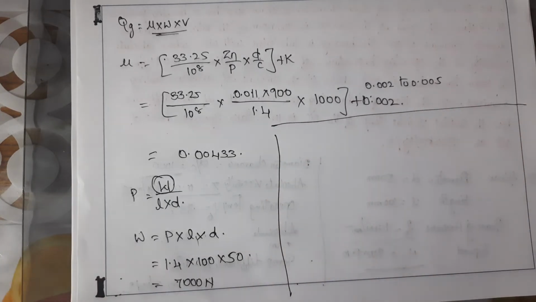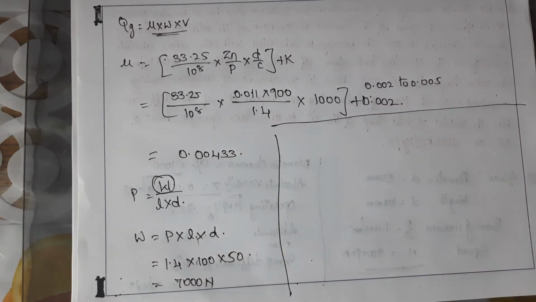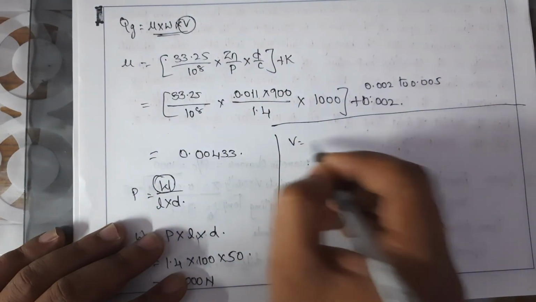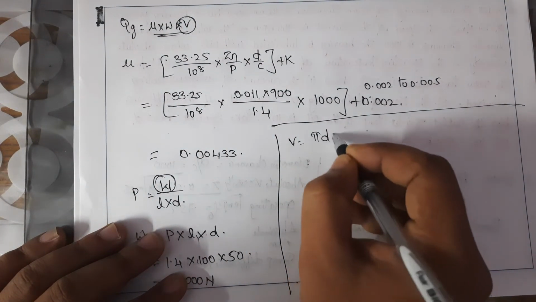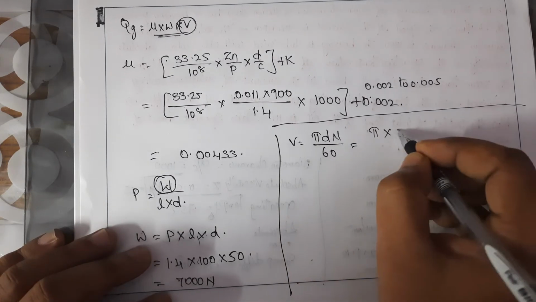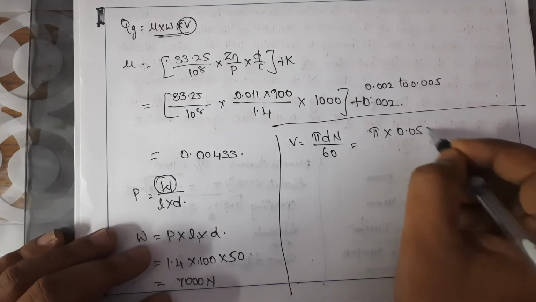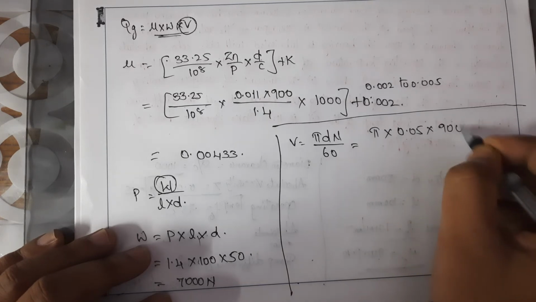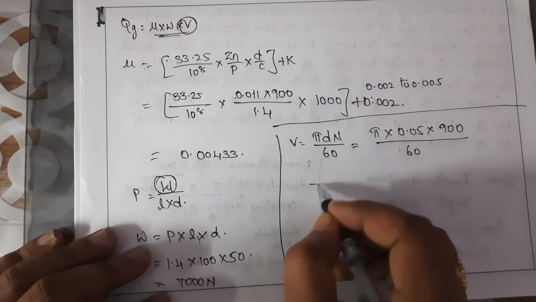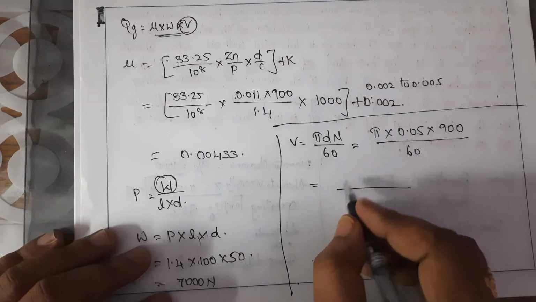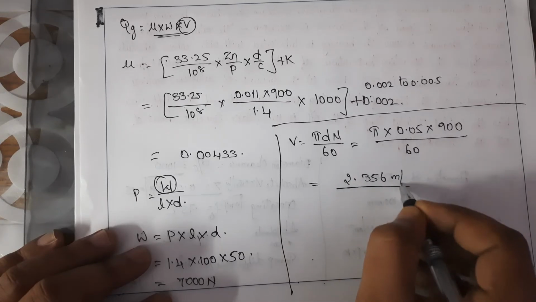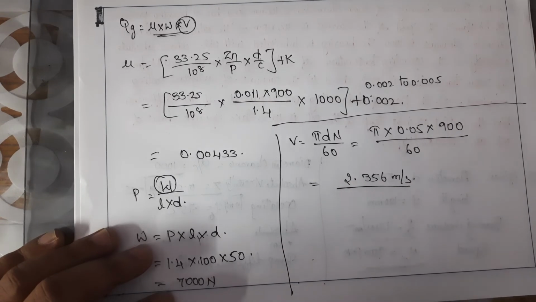Next we need to find out the V value. V is equal to pi dn by 60. So pi into 0.05 into 900 by 60. So I have got an answer of 2.356 meters per second. This is the value that I have got.